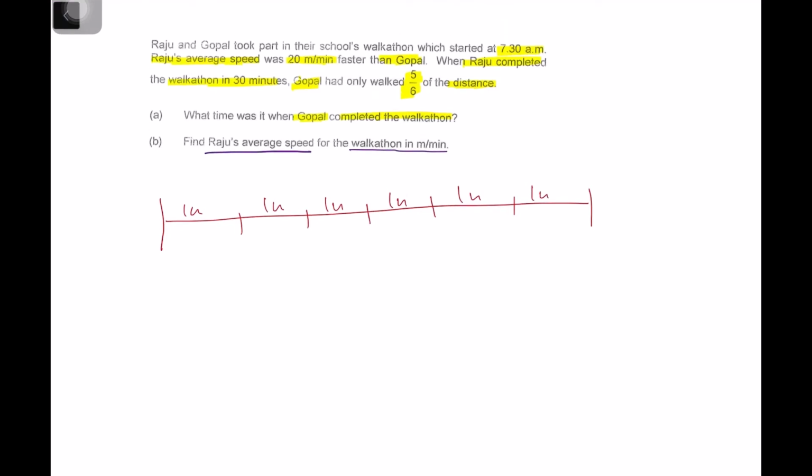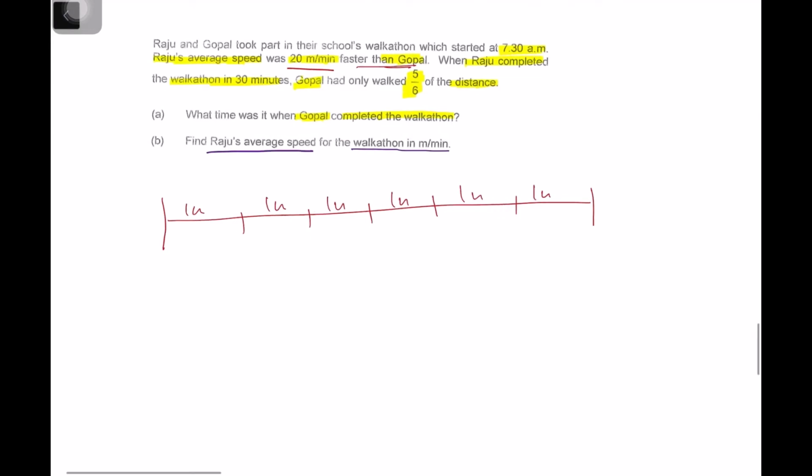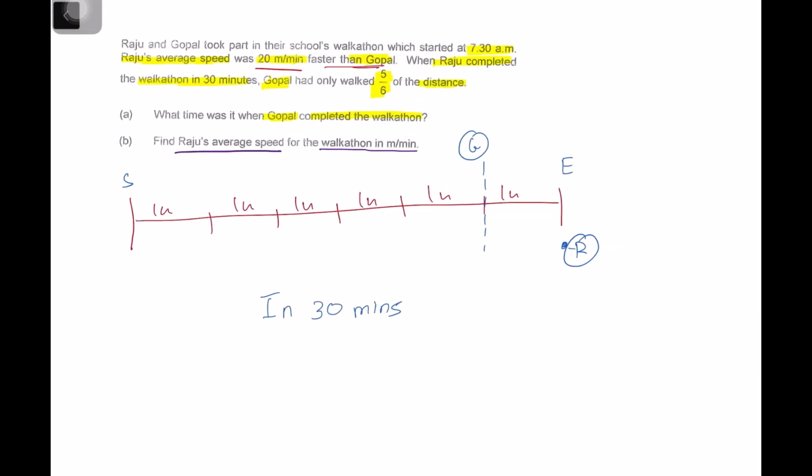So the question states that Raju walked 20 meters per minute faster than Gopal, and in 30 minutes when Raju reached over here, this is the starting point, this is the ending point. When Raju reached the ending point, Gopal was still at the 5/6 mark, and this is in 30 minutes. So this means that in 30 minutes Raju walked this much distance more than Gopal, right?